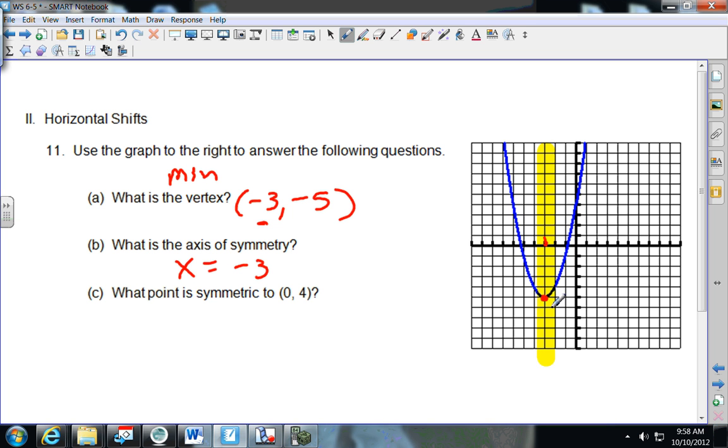When we have symmetric points, what's always the same in two symmetric pairs? The y's are the same. So I know I'm going to have something, 4. So let's see, 0, 4, 1, 2, 3, 4. So I go over to the other side on the parabola. There's my other point. It is -3, 4, 5, 6. You should have had -6, 4.